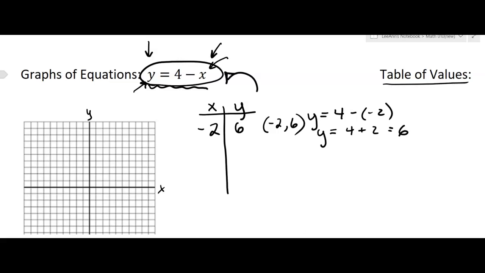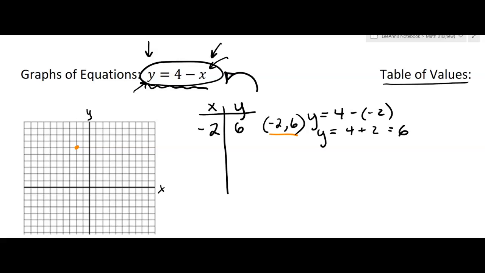Okay? Well, that's one point. I can graph that point. Let me graph it. So -2, 6. Right there. I'm not going to label it with a letter. That is just this ordered pair that I have just graphed. Okay, I plotted the point. All right, that's great, but I need more points.